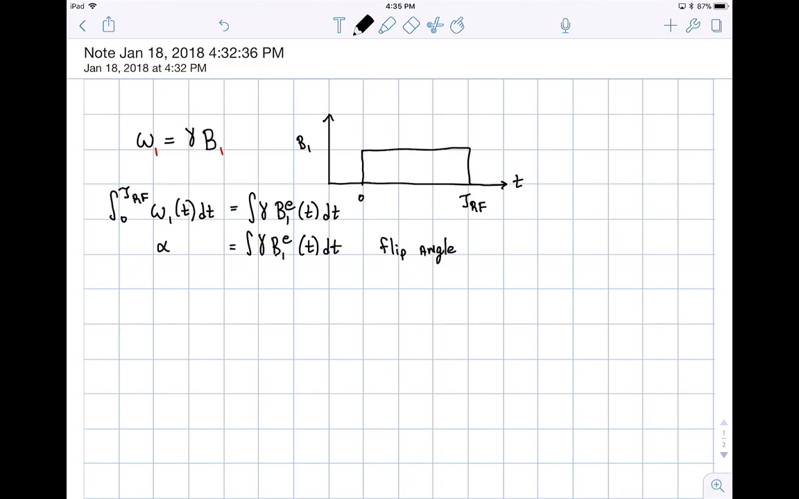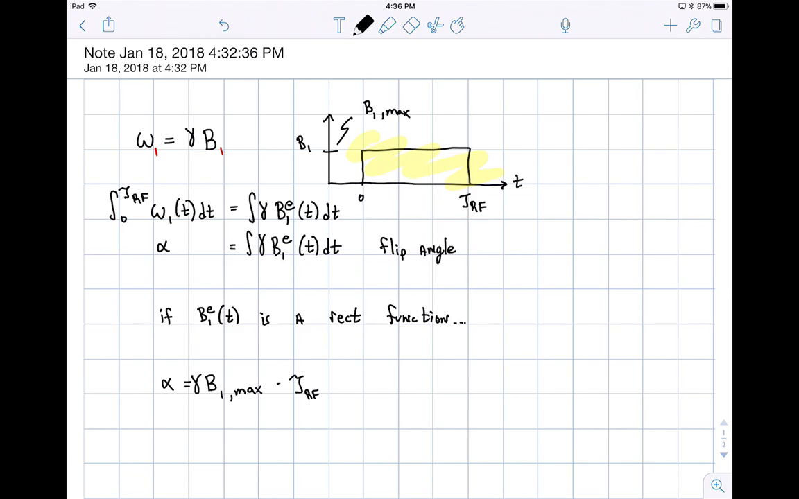What I had in my notes, and I'll have to share with you later, is if we want to give a proper mathematical treatment to using this rect function, then we can do so and see what the result is. So let's say our B1e of t is a rect function. Rect functions I find a little clumsy to actually work with. The result of this will just end up looking like alpha is equal to B1 max. So this RF pulse here has some maximum amplitude associated with it. It's equal to B1 max times tau RF. And as I sometimes do, I forgot.